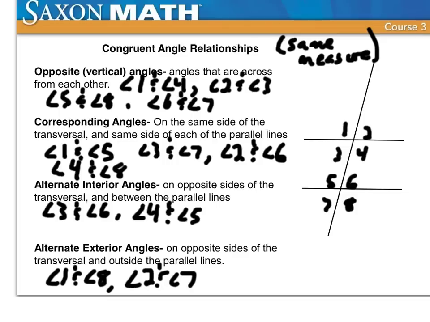Okay? So again, alternate interior angles are equal. 3 and 6 are equal to each other. 4 and 5 are equal to each other. Same thing with alternate exterior. 1 and 8 are equal, and 2 and 7 are equal.